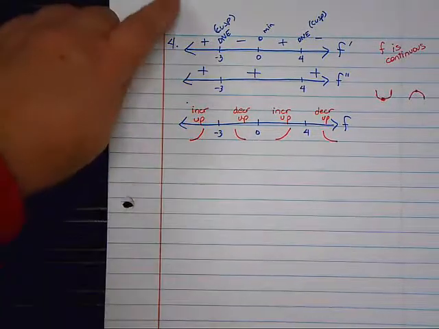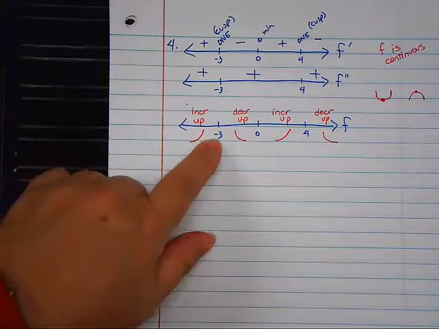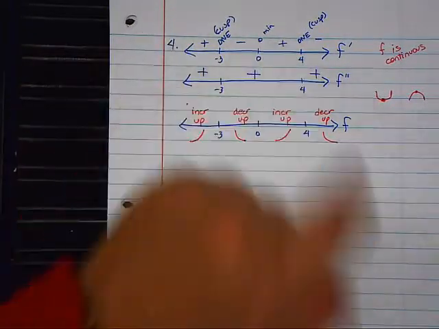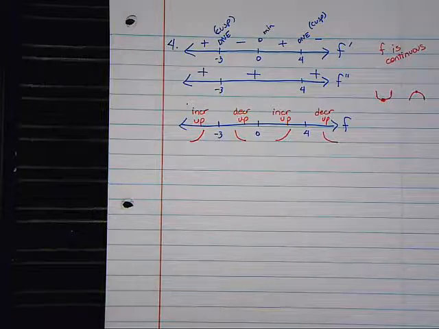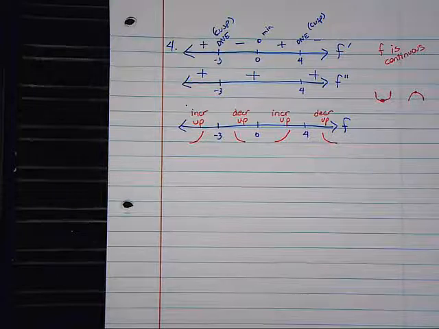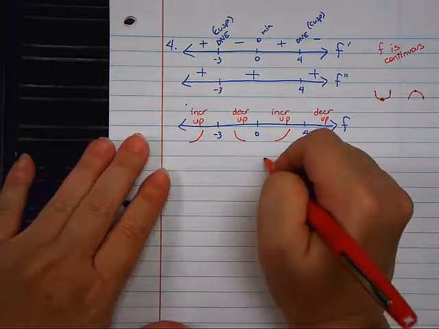Okay, look back up here. If I connect the pieces at -3, am I going to get a cusp? Yes. If I connect pieces at 0, am I going to get a min? Yes. If I connect the pieces at 4, am I going to get a cusp? Yes. So I did it right. Okay? Now, let's go to the graph.